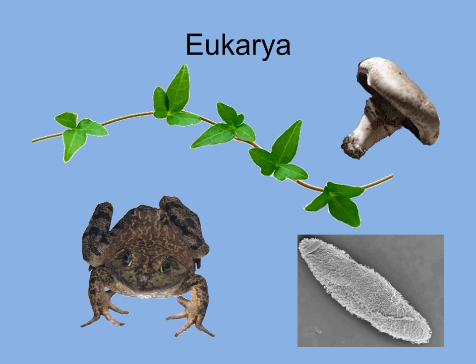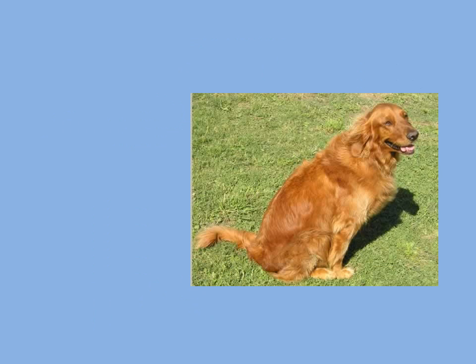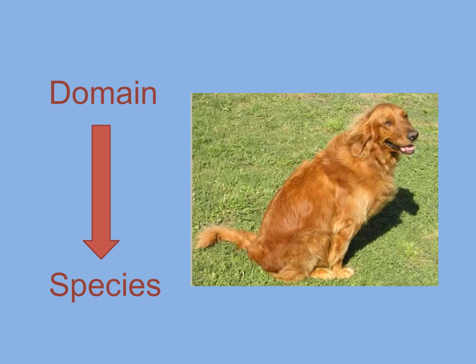Let's look at an example. Let's go from the most general taxon, the domain, to the most specific taxon, the species. Dogs are composed of eukaryotic cells and are placed in the domain eukarya. But what comes next? Well, the other taxa in increasing order of specificity, meaning getting more specific, are kingdom, phylum, class, order, family, genus, and species.